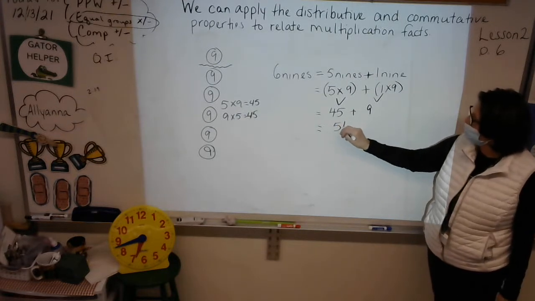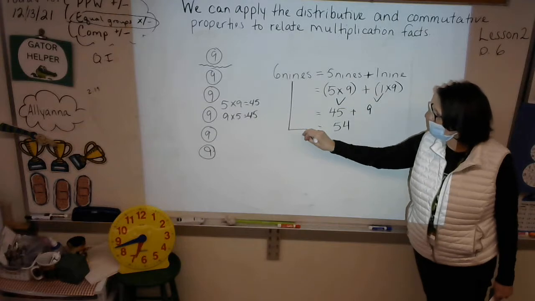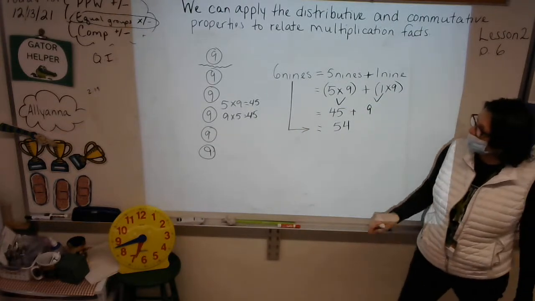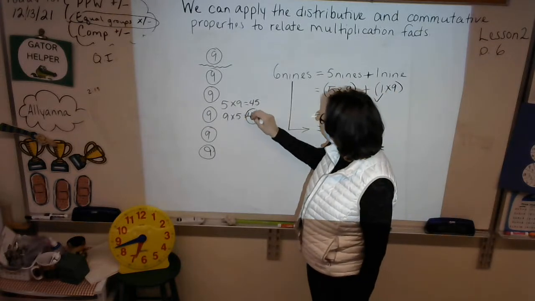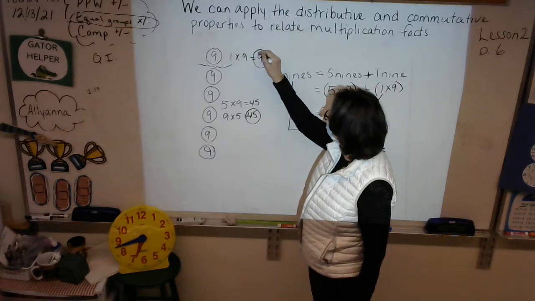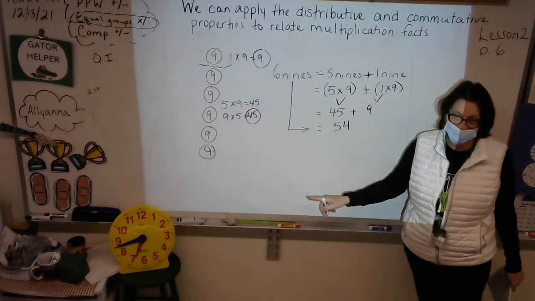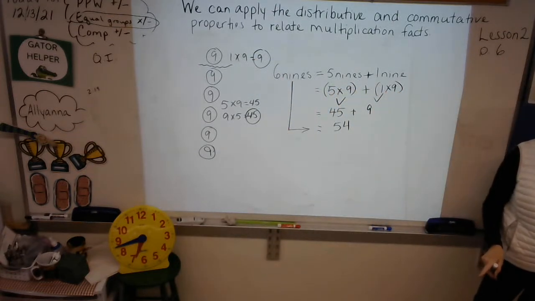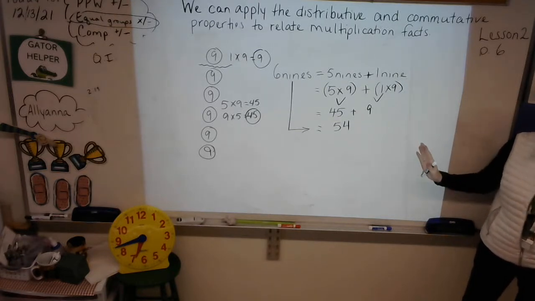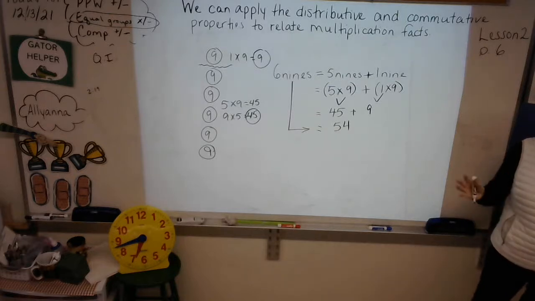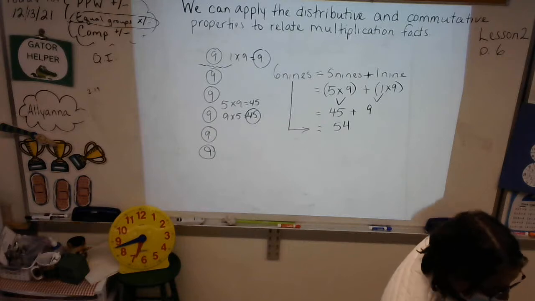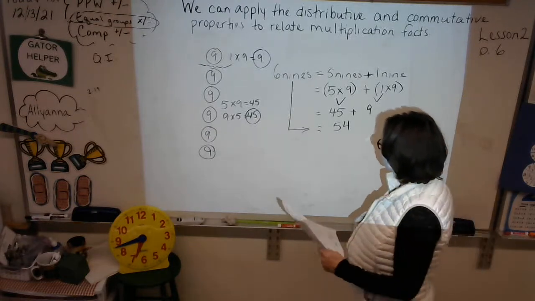54. Well, guess what 6 nines is? It is 54. So in other words, this part is 45. This part is 9. We're going to add 9 and 45 to get our total of 54. Does everybody see that? Let's try it one more time. Try to set your board up like I have mine set up so you can show all the same work. So it's probably best to have it horizontal, okay? Okay, let's try one more.